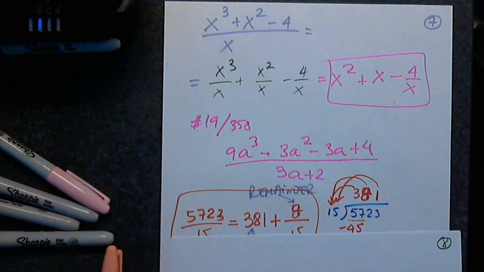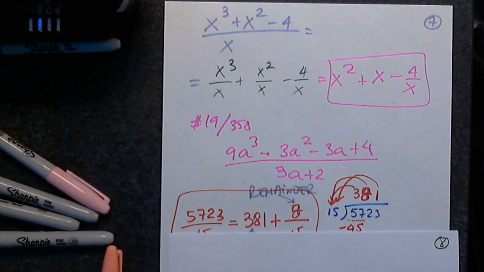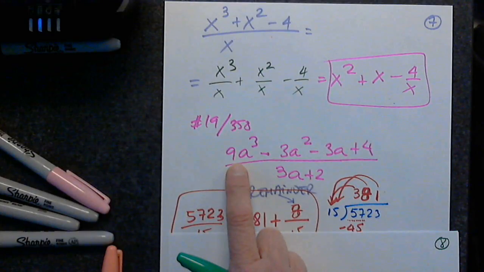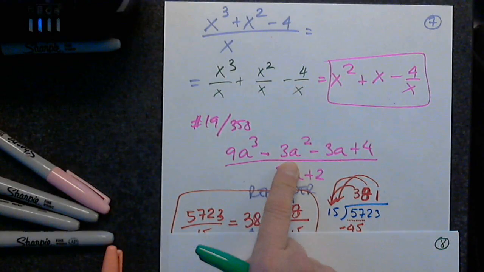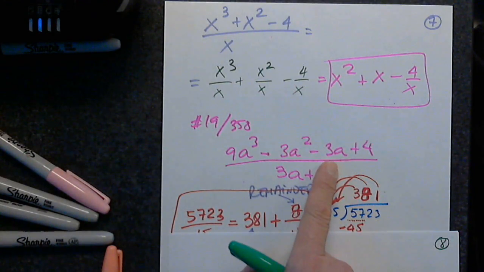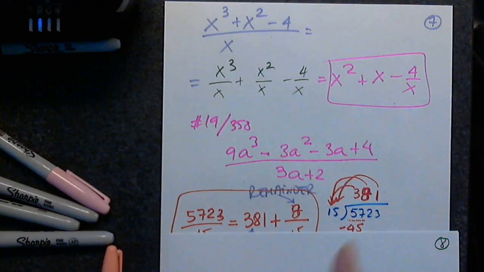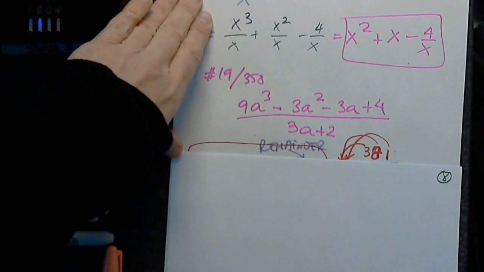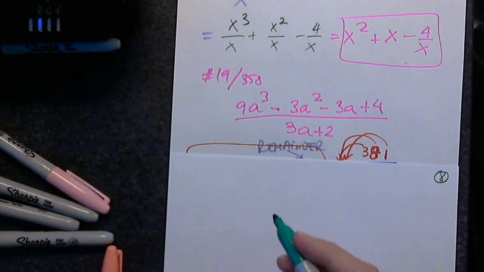Question, what is the degree of the polynomial at the top? 3. Good. Is degree 3 there? Is degree 2 there? Is degree 1 there? Is degree 0 there? Yes. So no missing term. I'll tell you what happens when there is a missing term, but in this case, there is no missing term.